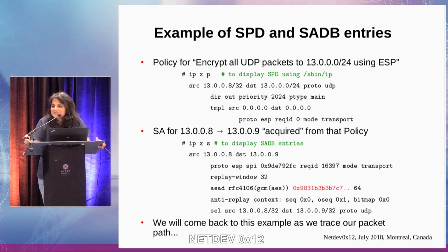For example, we look at what is the SPI. We will look at the last line which says selector source 13.8. We'll see where that fits in the kernel. The AEAD stuff, we'll see where that comes back. So we'll come back to this information over and over.